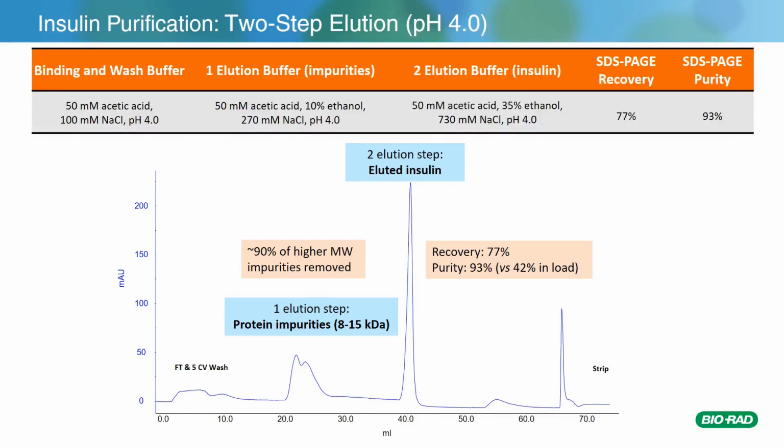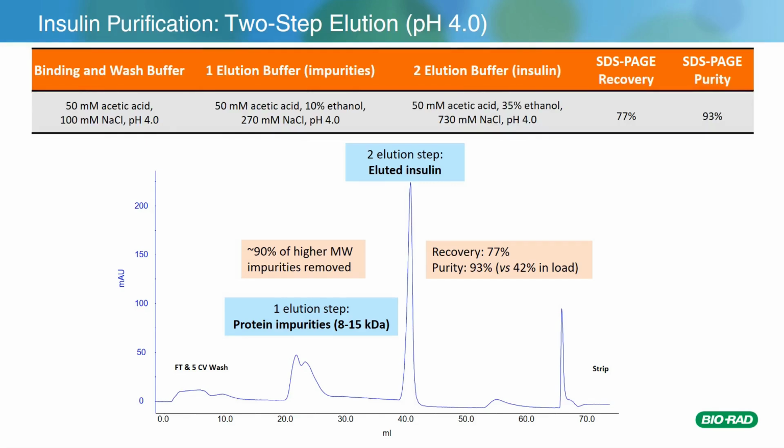These are the final purification conditions for insulin. A two-step elution at pH 4 was developed. The binding and wash buffer was 50 millimolar acetic acid, 100 millimolar sodium chloride, pH 4.